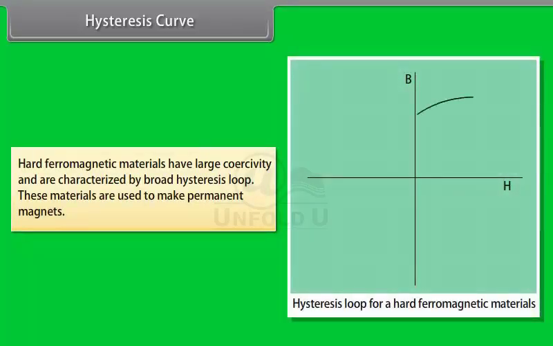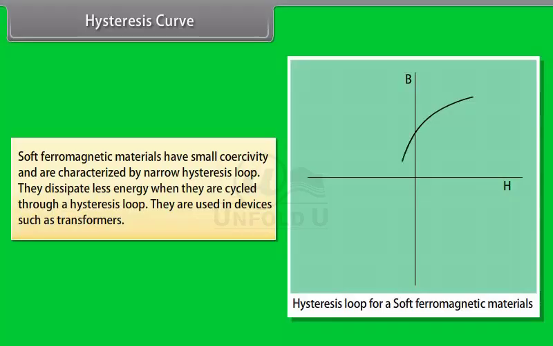Hard ferromagnetic materials have large coercivity and are characterized by broad hysteresis loop. These materials are used to make permanent magnets. Soft ferromagnetic materials have small coercivity and are characterized by narrow hysteresis loop. They dissipate less energy when they are cycled through a hysteresis loop. They are used in devices such as transformers, permanent magnets, and electromagnet.